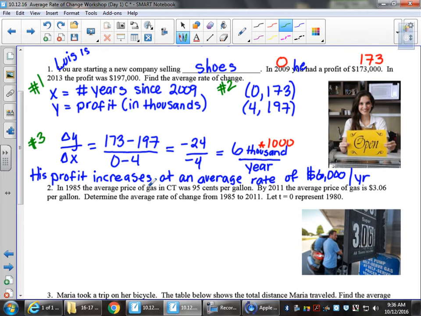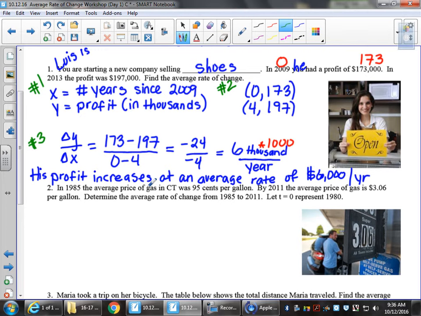Ultimately, the goal is that you are making an average amount of money every year, right? So over the course of those 4 years, on average, his business was making a profit of $6,000. But maybe 1 year it was $8,000, 1 year it was $5,000, and then a little higher, a little lower. But we found the average.